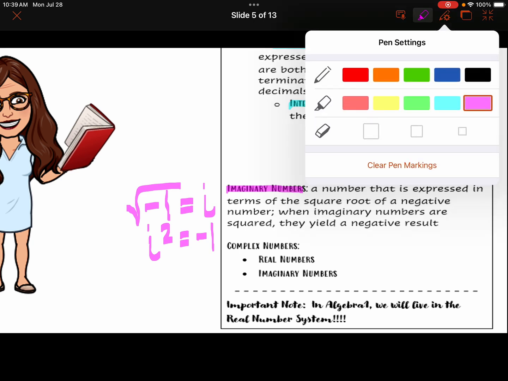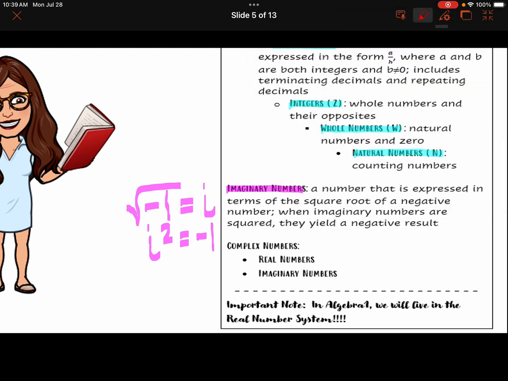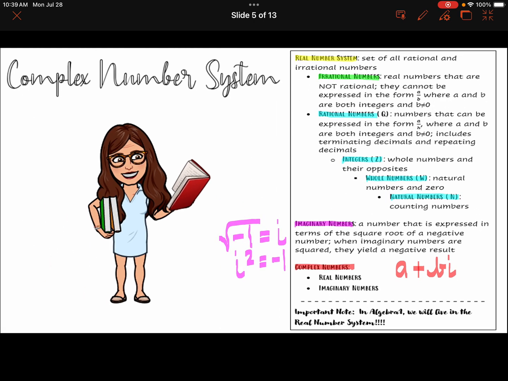That is what an imaginary number is. And then a complex number is just a real number plus an imaginary number. So if it's not just real, if it's not just imaginary, if it has both parts, then that is called a complex number. And complex numbers are everything in this graphic.